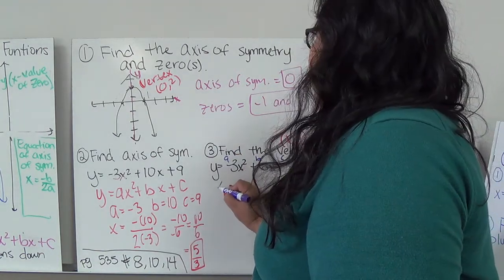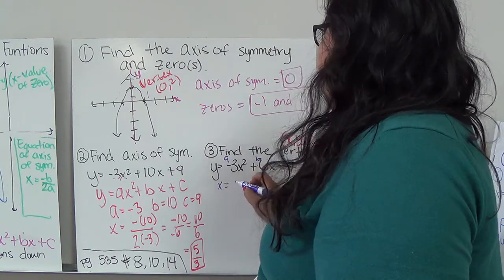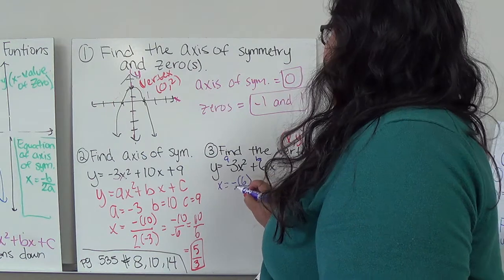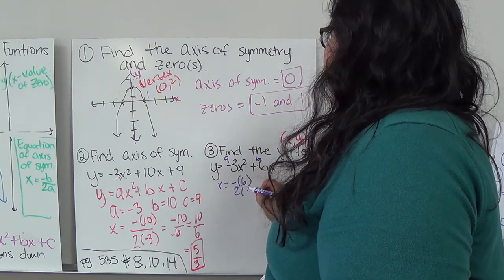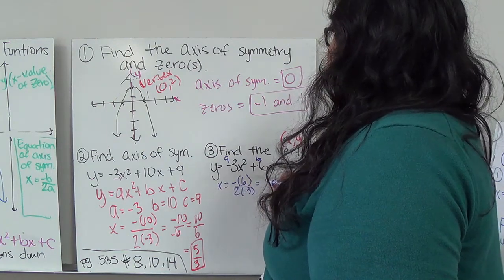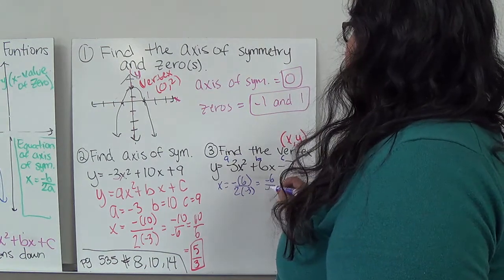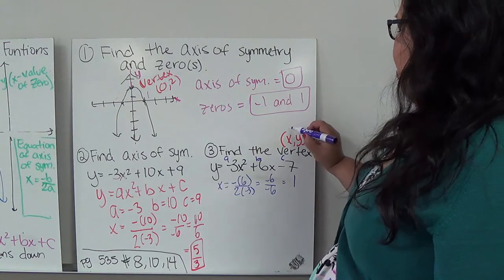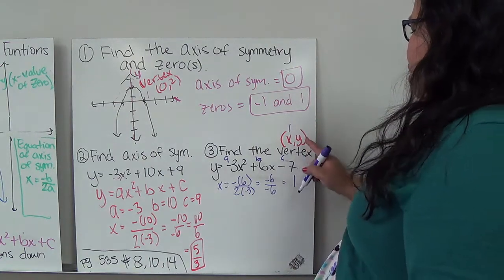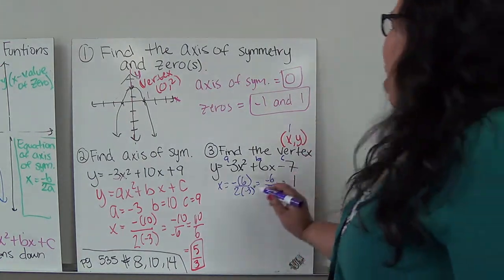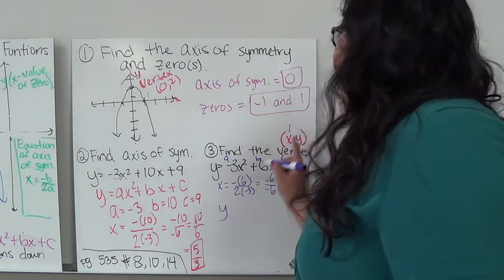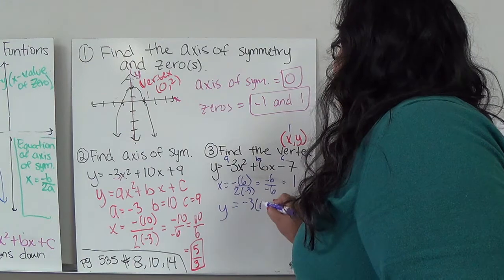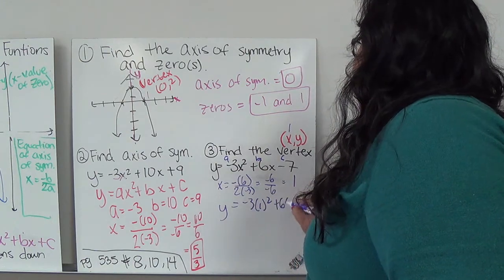So I'm going to do x equals -b, so -6, over 2 times a, which is -3. So this would be -6 over -6, which gives me +1. So that means my value is 1 for x. So in order for me to find the y, all I need to do now is plug in x. So -3 times 1 squared plus 6 times 1.